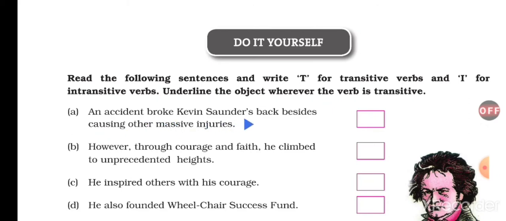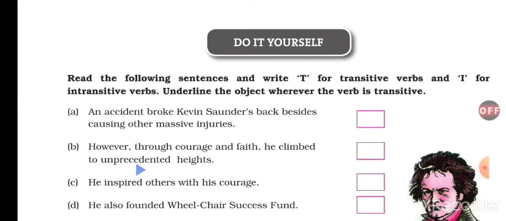An accident broke Kevin Saunders' back, besides causing other massive injuries. An accident broke what? Kevin Saunders' back, so this will be your object, that is, this is a transitive verb. However, through courage and faith he climbed unprecedented heights. He climbed what? He climbed whom? He climbed, it seems, is intransitive. You will write here intransitive.